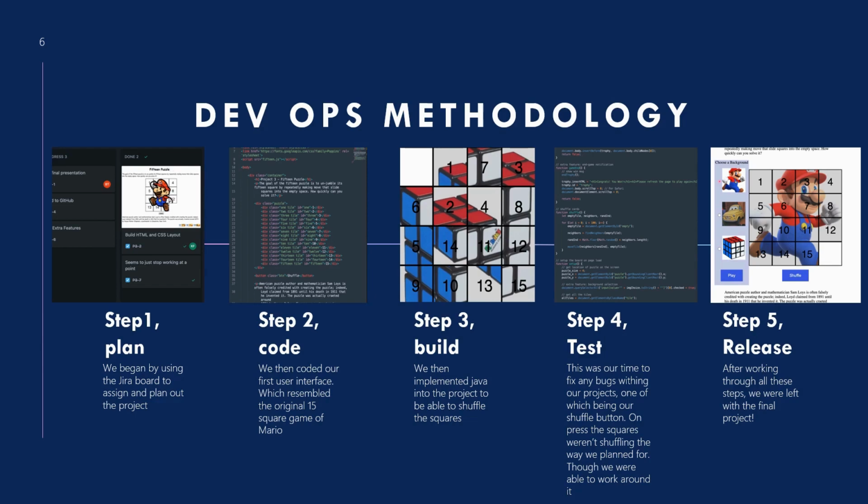For step 4 of the testing, we went through trying to fix as many bugs as possible inside of our project, of which we did have a few, and we all went back and definitely went over and over again. One of which was the shuffle button, which caused a lot of issues where whenever you tried to press a square, they weren't shuffling like we planned for. Though we, again, were able to fix those.